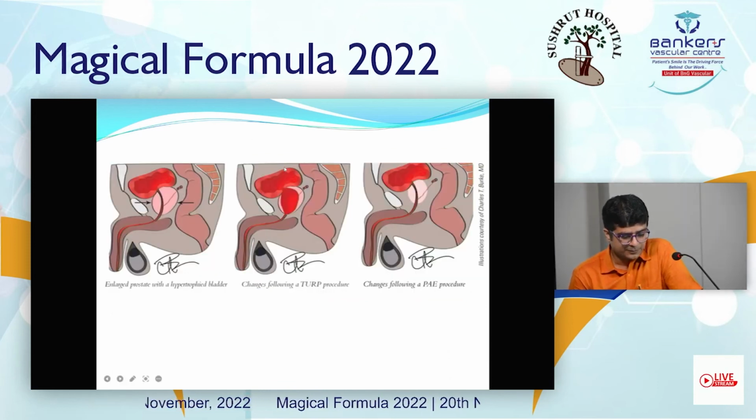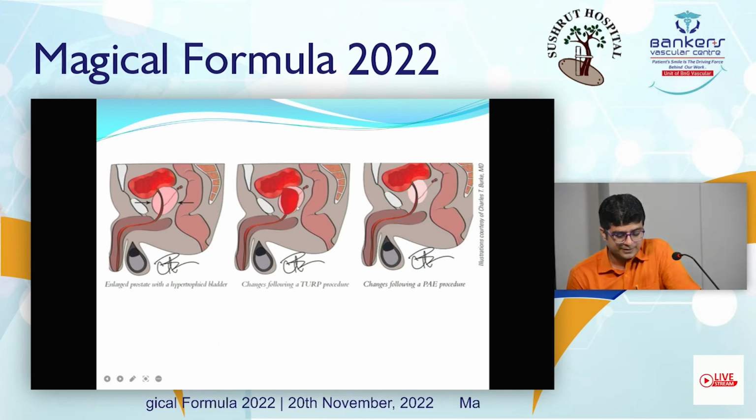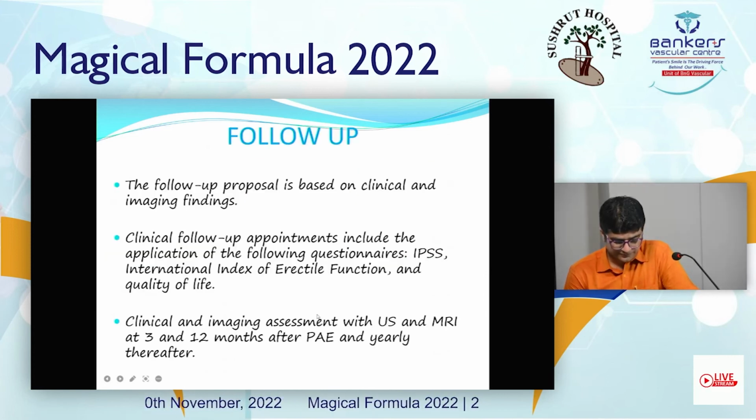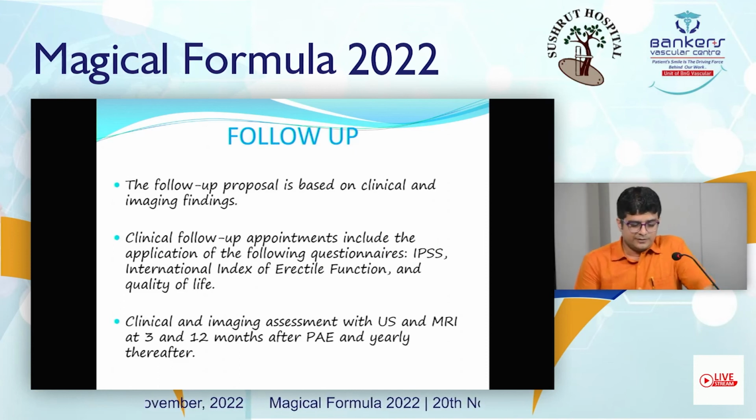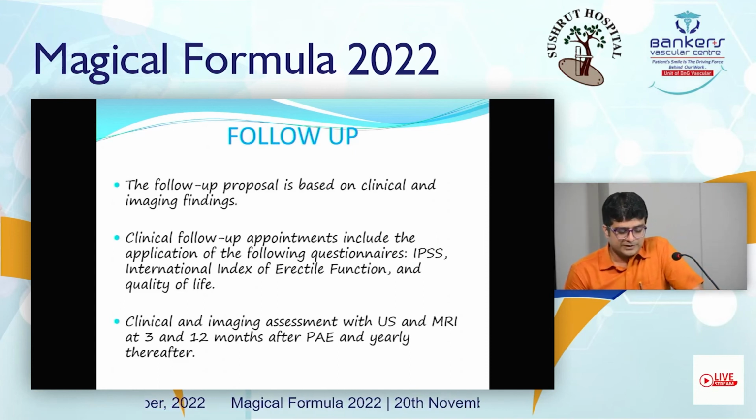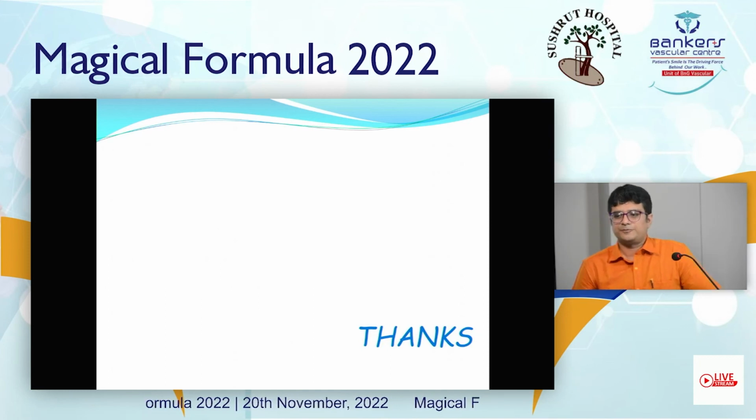So this is how a prostate looks before, and how it looks after TURP. The prostatic urethra size increases, and this is how the prostate looks after embolization. The size of the prostate has reduced, the urethra is normal. Follow up with the clinical findings and imaging findings. The IPSS score is evaluated, and MRI can be done if required. Thank you.